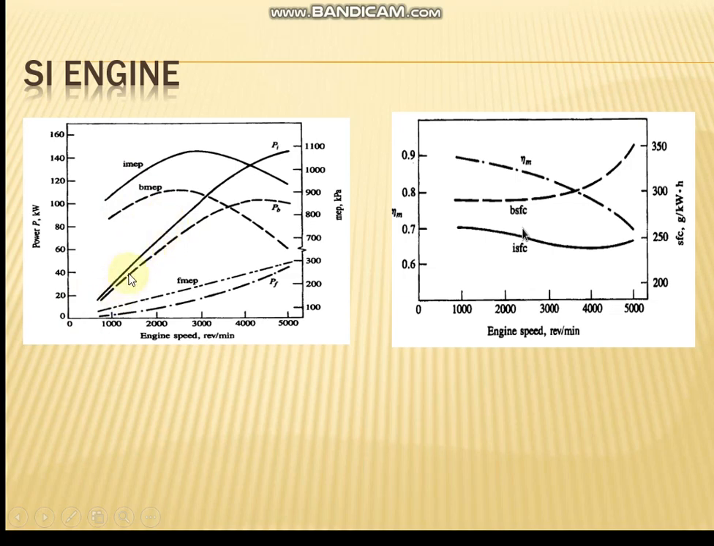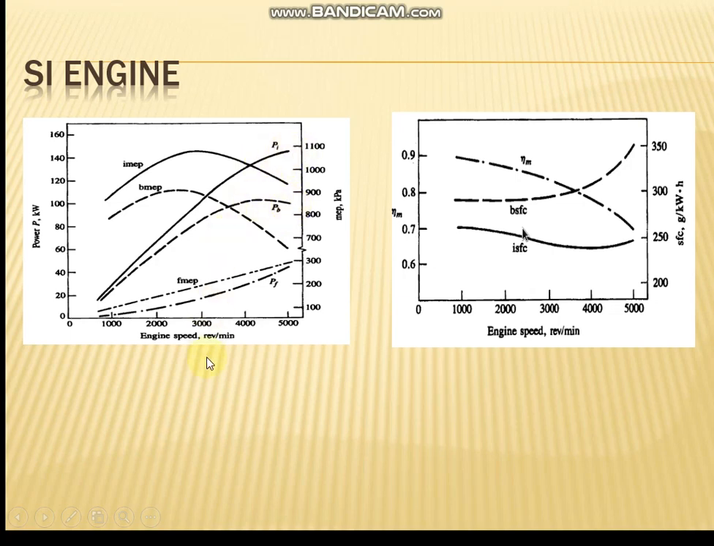As the engine speed increases, friction power also increases. Brake power reaches a peak value and starts reducing, while indicated power is still increasing.